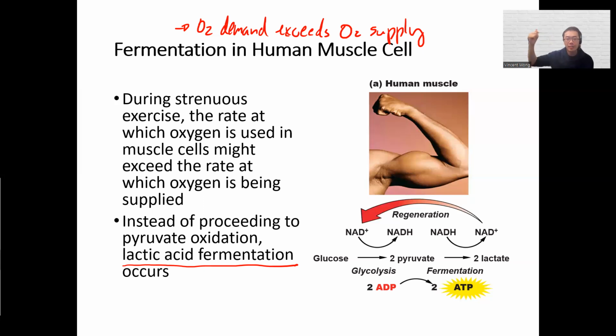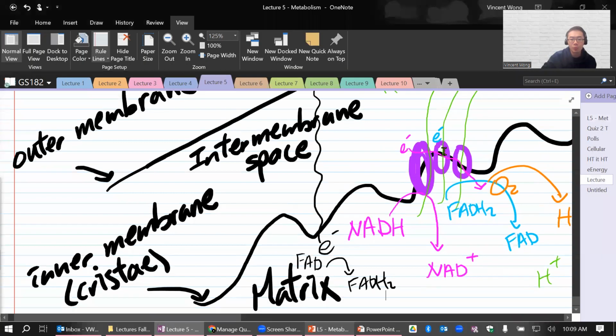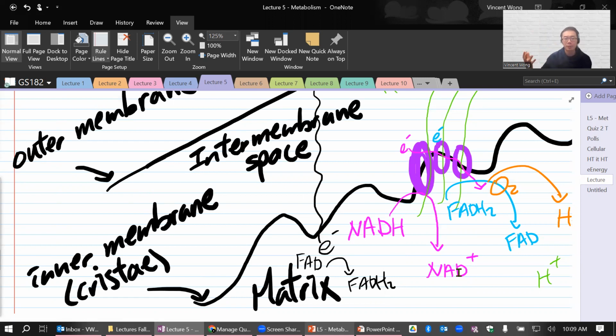When your ETC is clogged up, let me go back to this screen for a second. When your ETC is clogged up with electrons, the NADH has nowhere to put the electrons. If they don't have anywhere to put the electrons, then you run out of NAD+, right? Because you're not converting it back into NAD+, right? Without NAD+, glycolysis, pyruvate oxidation, and Krebs cycle cannot take place because there isn't something to pick up the high energy electron.